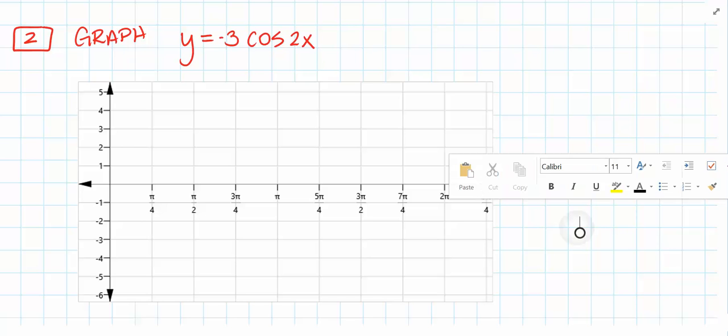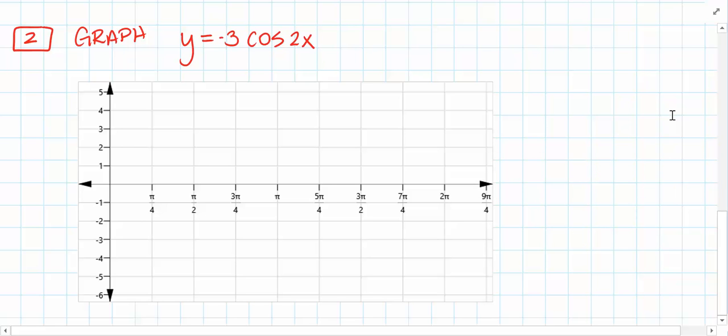We're going to graph -3 cosine of 2x. Okay, so let's talk about what these things do, right? The -3, of course, is going to be the amplitude with the reflection, just like it was for sine. And then the 2 is going to be our period. So we're going to do 2 pi divided by 2 gives us a period of pi.